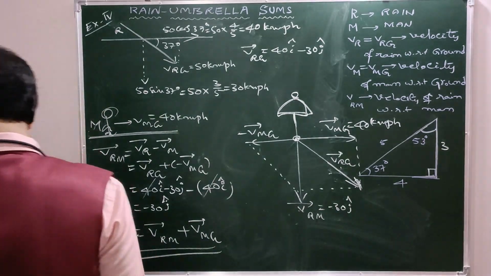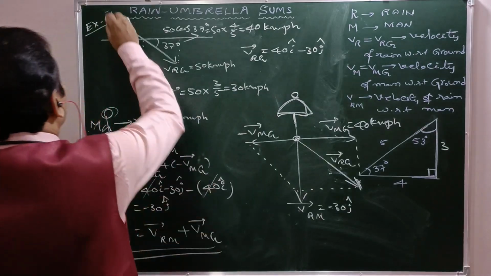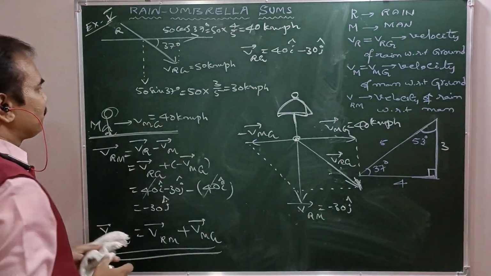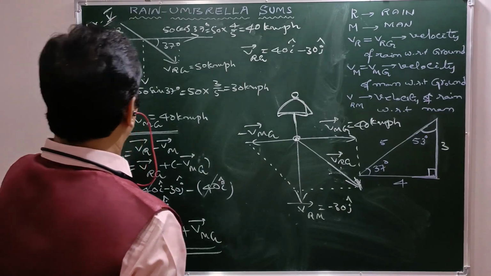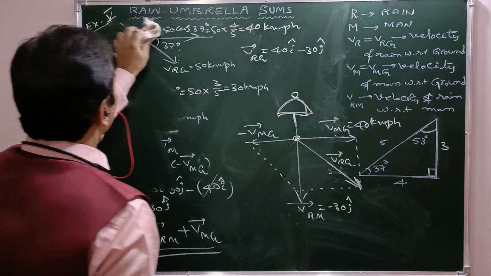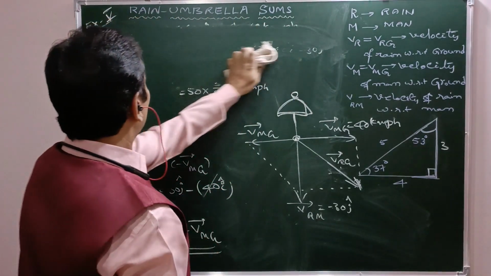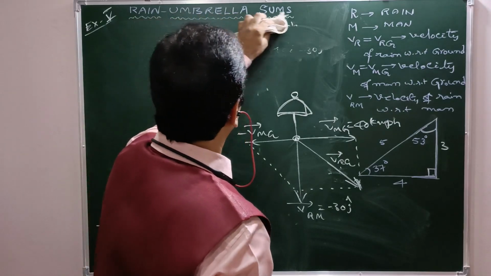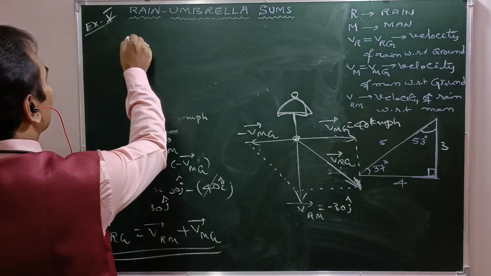Now let us see one more example, example 5. In this case, rain is falling at a slanted angle such that it makes an angle of 53 degrees with the horizontal.